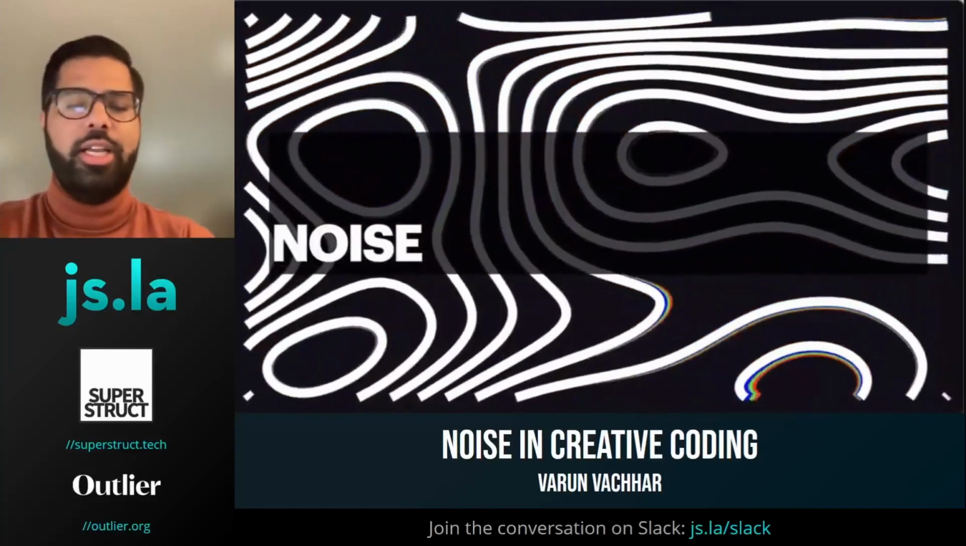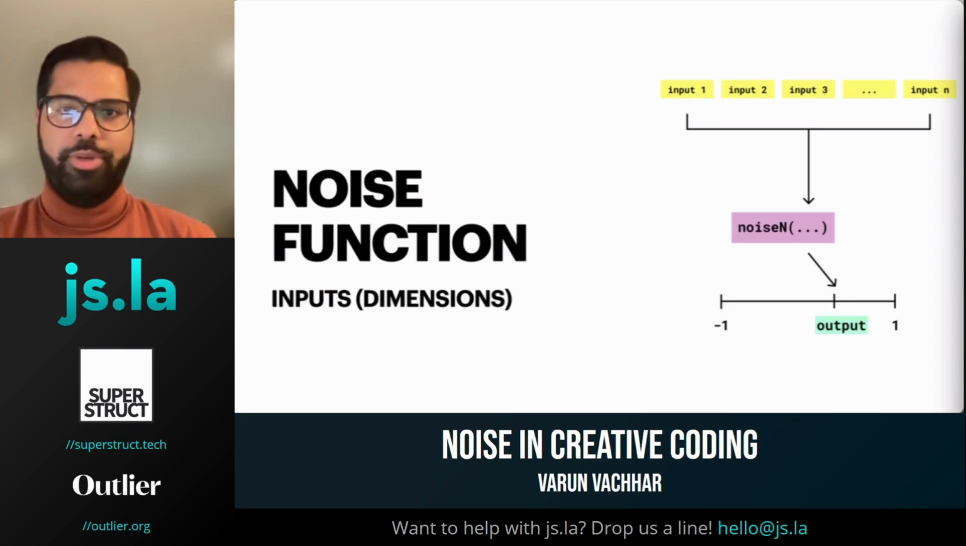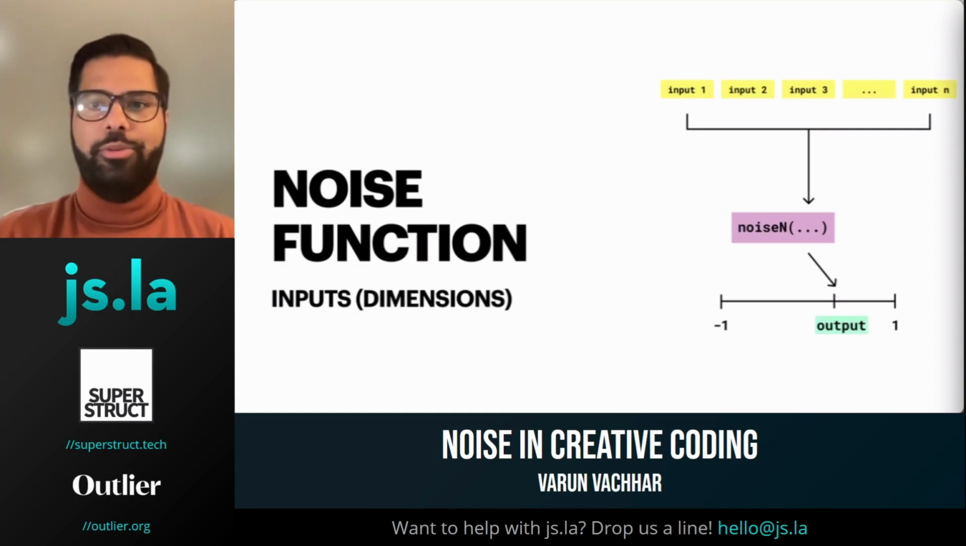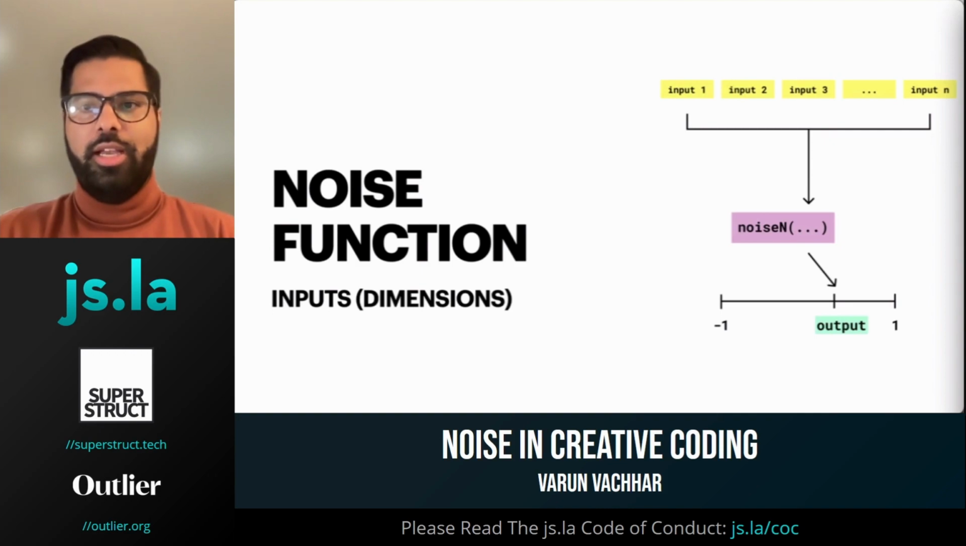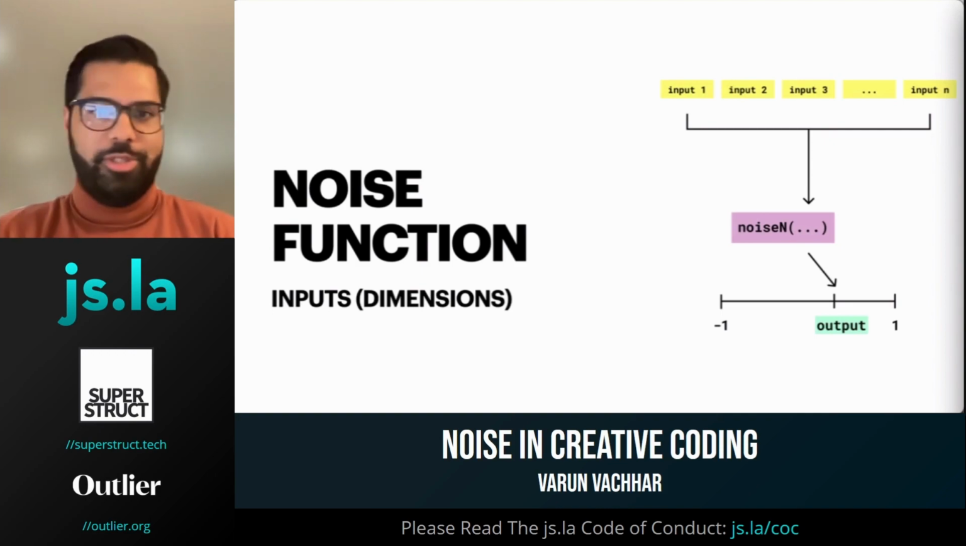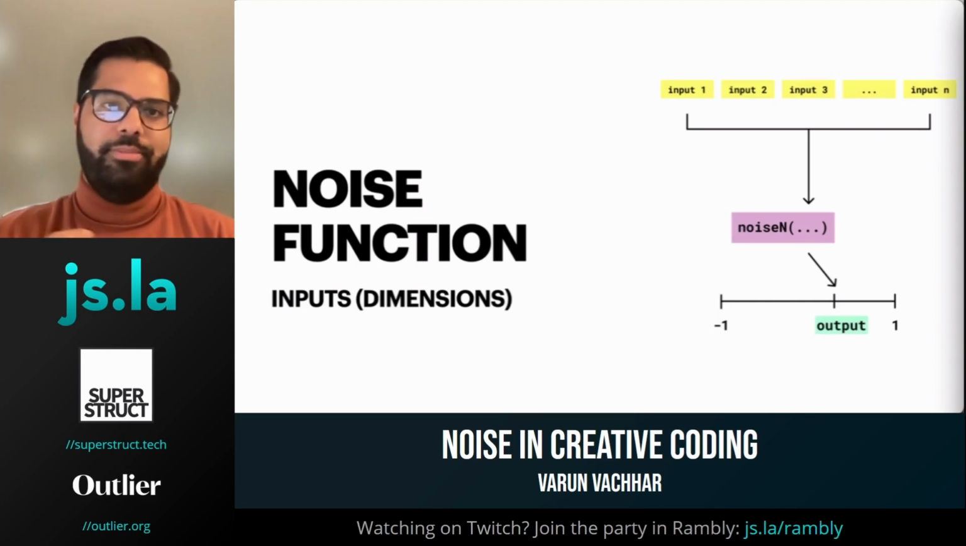So at its core, noise is a function that takes in a whole bunch of inputs and outputs a value between 1 and -1. And the number of inputs you feed into the function changes the behavior of how the output is generated. If you pass in one input, the output is always going to be between 1 and -1, but depending on the number of inputs you pass in, the underlying mechanism changes.